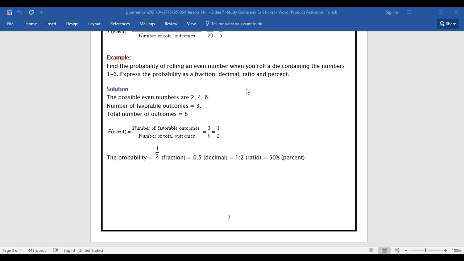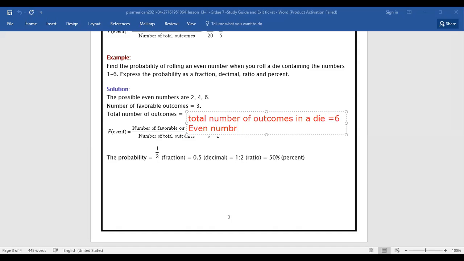6, right? Because you are going to count 1, 2, 3, 4, 5, 6. So we have 6. And how many even numbers from 6? 3, right? So the total number of outcomes in a die equals 6. How many even numbers? 3.